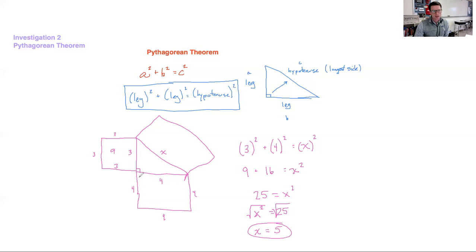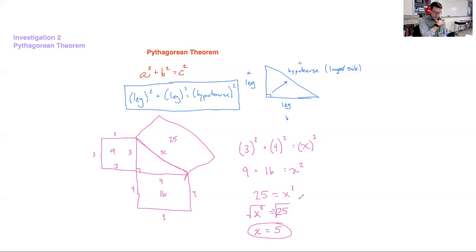This is 9 for the area here. This is 16 for the area here, right? Probably looks familiar. And so we know that 9 and 16, these two areas, if we add them together, it's going to equal the area of this square. So that would be 25. So if this is a square with an area of 25, what is its side length? What is the hypotenuse? Well, the square root of 25 is 5. So that would be 5. So x equals 5 here.